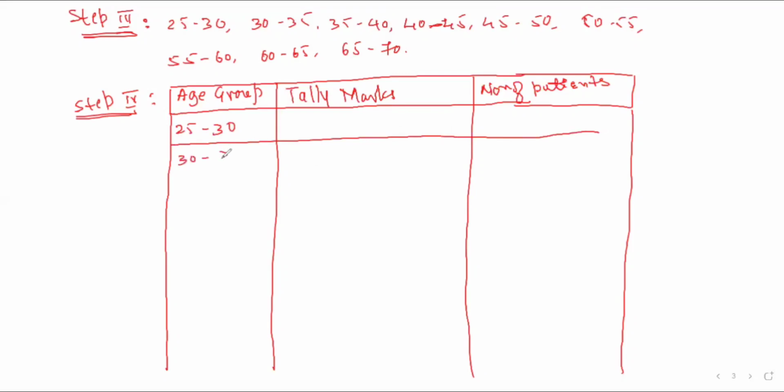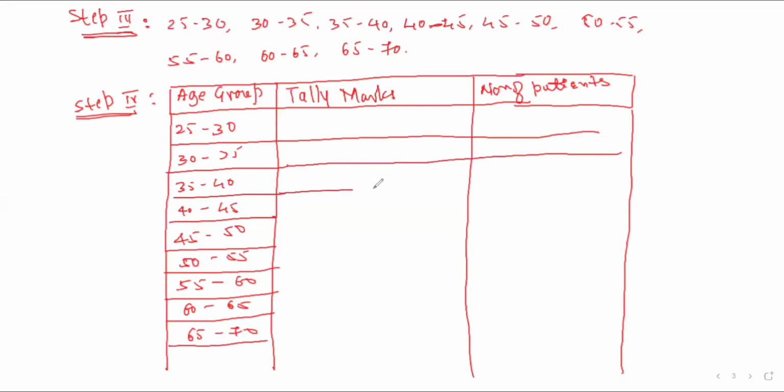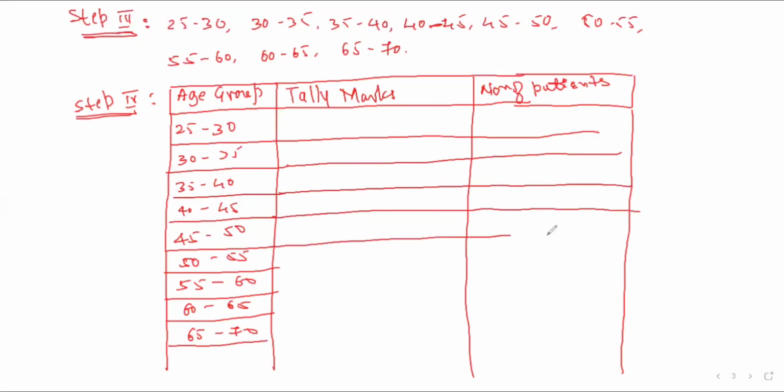Next, 30 to 35, 35 to 40, 40 to 45, 45 to 50, 50 to 55, 55 to 60, 60 to 65, and the last one, 65 to 70. Right. So this is the considering of class intervals.